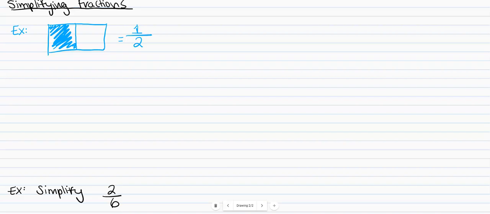Now let's say I keep the same block, but I now divide it into 4 pieces. As you can see, my denominator has changed, but so has my numerator. So now that I have 4 pieces, it's shown that 2 pieces are shaded. So in other words, 1/2 is equal to 2/4.